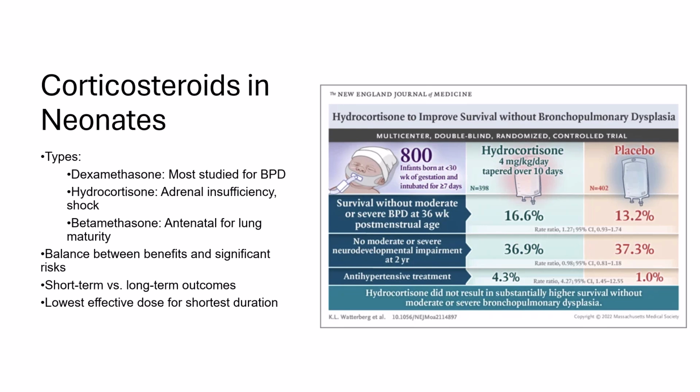Corticosteroid use in neonates is complex and nuanced. The main types you'll encounter are dexamethasone for bronchopulmonary dysplasia, hydrocortisone for adrenal insufficiency or refractory hypotension, and betamethasone given antenatally for lung maturity. Each carries a balance of benefits and significant risks. The approach has evolved toward using the lowest effective dose for the shortest possible duration. Consider the difference between short-term benefits, like improved lung function, and potential long-term risks, like neurodevelopmental concerns. The exam often tests your understanding of these trade-offs and the appropriate indications for steroid therapy.